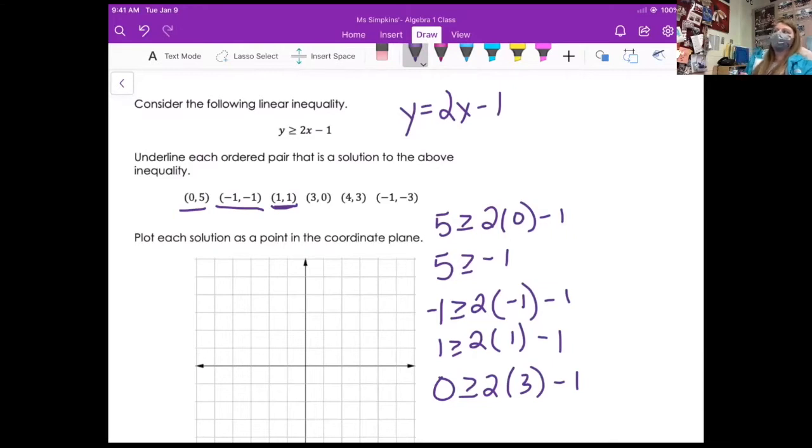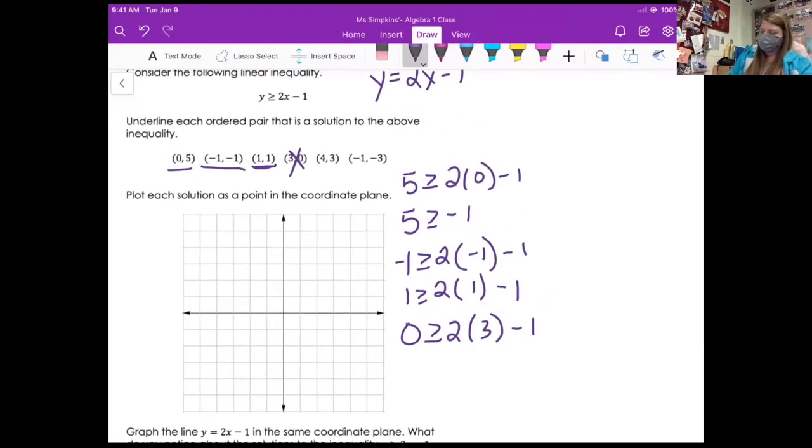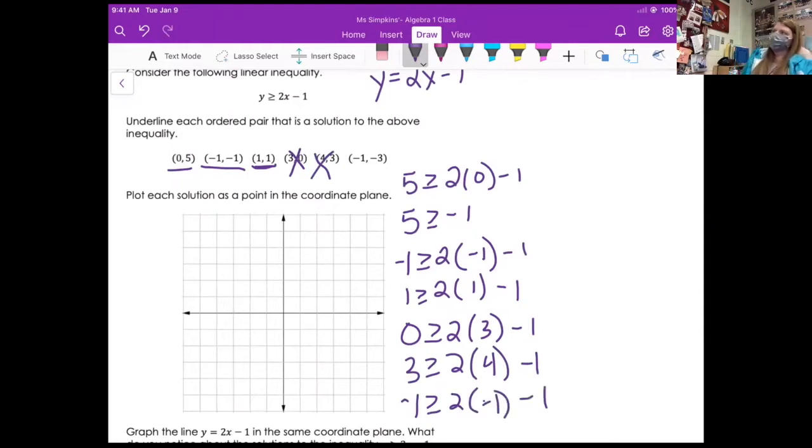Well, what's the right-hand side? 2 times 3 is 6. 6 minus 1 is 5. Is 0 greater than 5? Nope, 'tis not. What about 3 is greater than or equal to 2 times 4 minus 1? Nope, it equals 7, so that would not be true. And then the last one, -1 is greater than or equal to 2 times -1 minus 1. Oh, -3, I messed that up, didn't I?